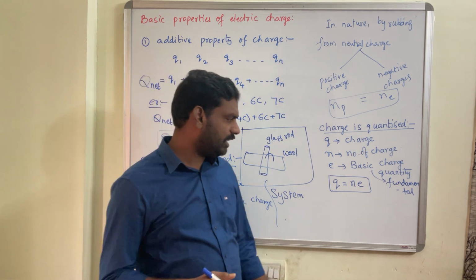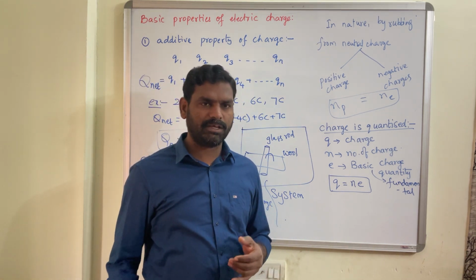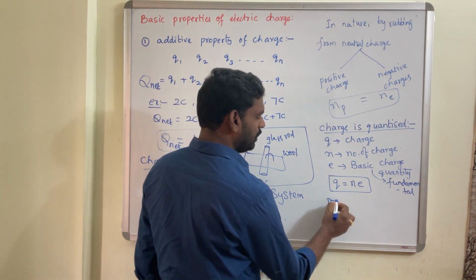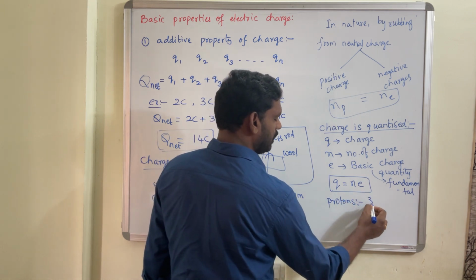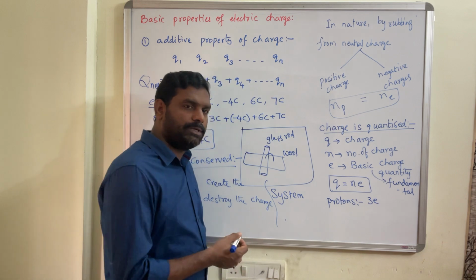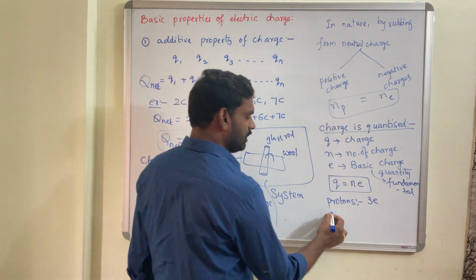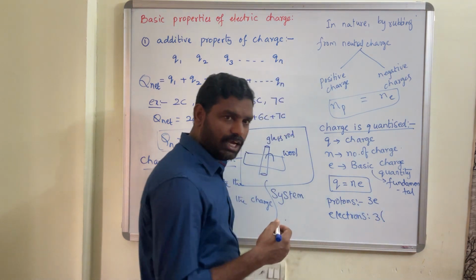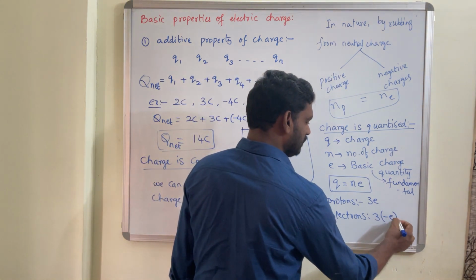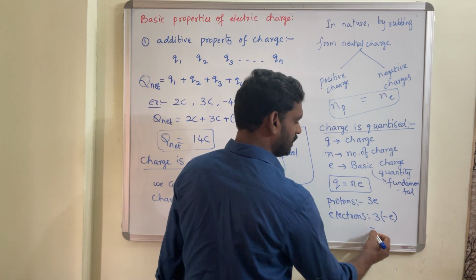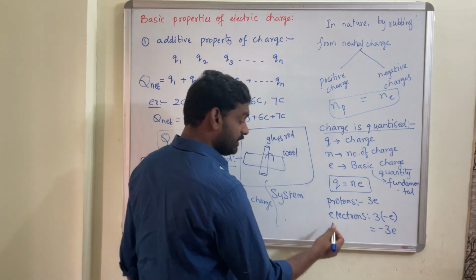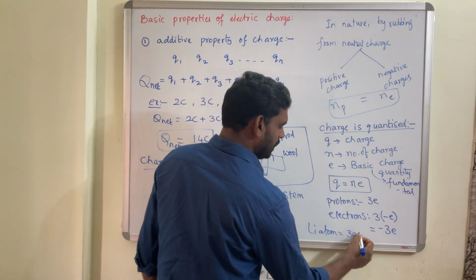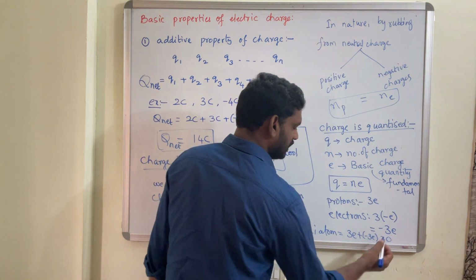If we take lithium, the atomic number for lithium is 3. So in the case of lithium, how many protons exist? Protons charge is equal to 3 into E. How many electrons will be there in the lithium atom? The number of electrons and number of protons must be equal, so the number of electrons is 3, and the charge of the electron is minus E. The electron charge is negative, so I am writing it as minus E. So minus 3E. The total charge of the lithium atom is 3E plus minus 3E. Total charge is nothing but 0.